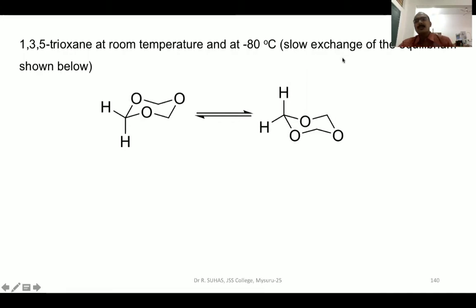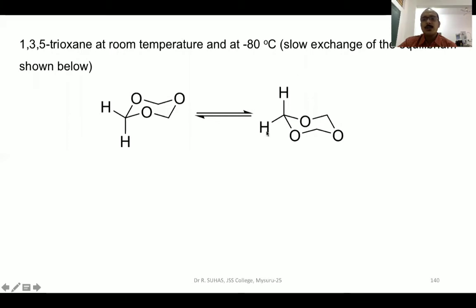The same molecule, when you subject it to minus 80 degrees centigrade for NMR spectroscopy, there will be a slow exchange of the equilibrium as shown here. So the ring flipping has taken place here. Because of the ring flipping, axial will show one type of peak and equatorial will show another type of peak. So in the 1H NMR spectrum of this trioxane at minus 80 degrees centigrade, you will see two kinds of peaks, whereas trioxane at room temperature will show only one peak.